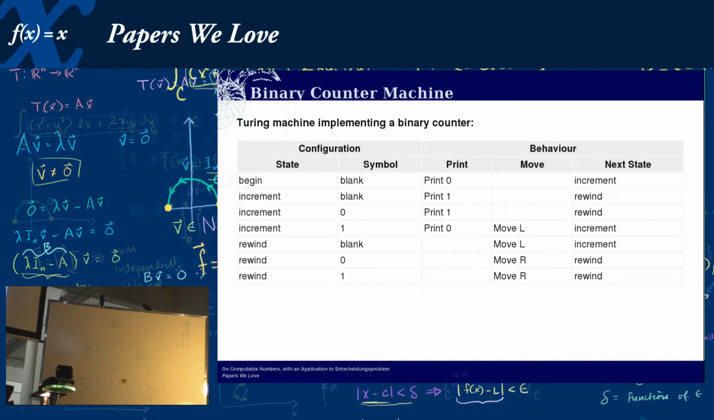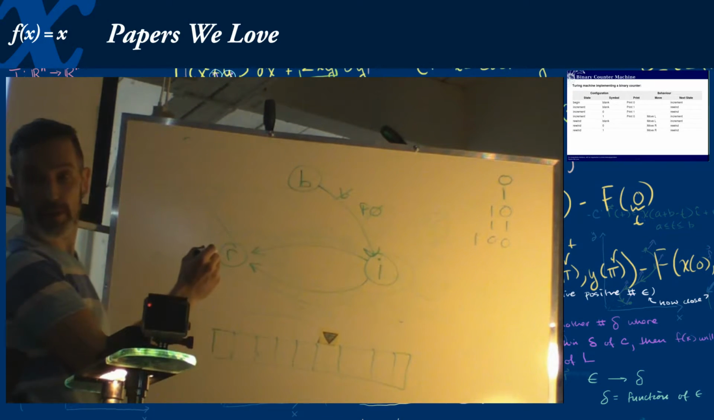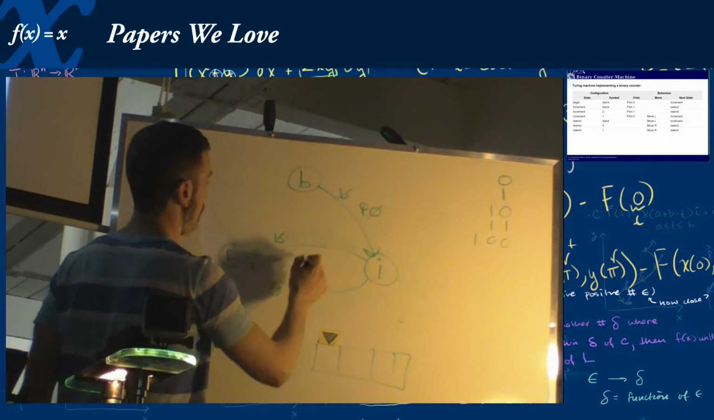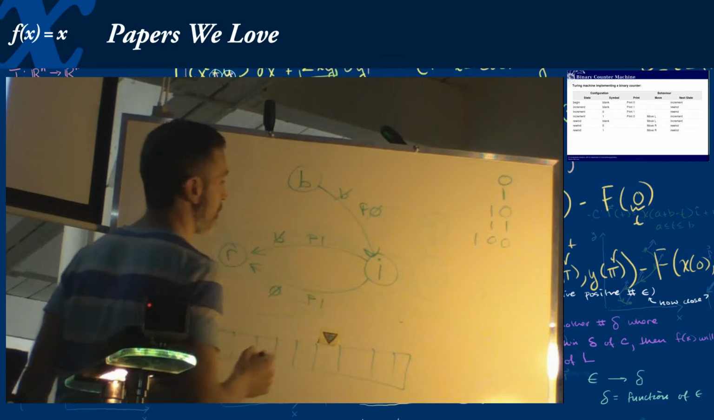I'm just going to cheat a little bit, and I'll take what's in this table and draw it out as a state machine. So when we're in the begin state and we see a blank, so here's our blank, we're going to print out a 0. When we're in the increment state, there are 2 ways for us to get over to rewind. We can get to the rewind state if we read a blank, or if we read a 0. In both cases, we print out a 1 and then move to the rewind state.